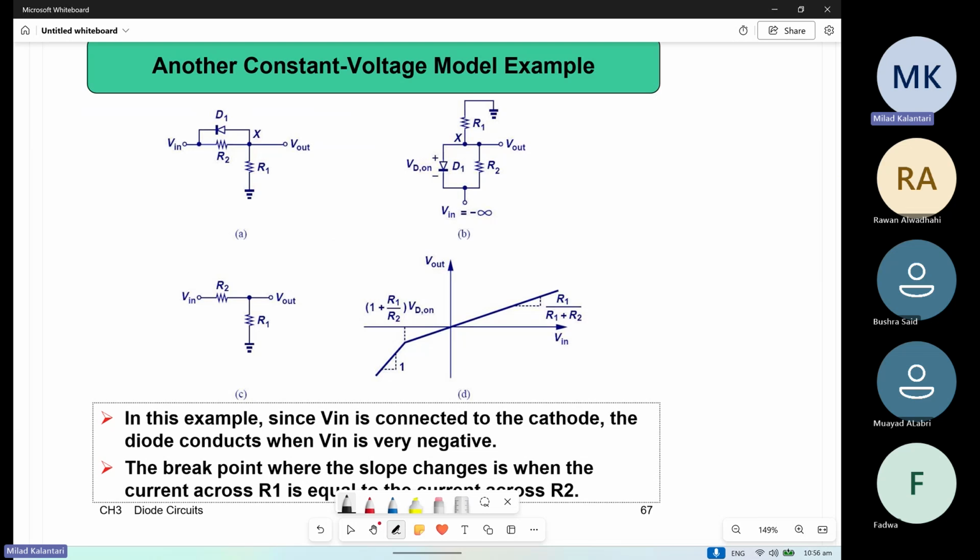So let's see what this circuit is saying. Let's try to figure out. So this circuit is how, once the V in is varying from negative infinity to positive infinity. What if the V in is very low? What is the status of the diode?